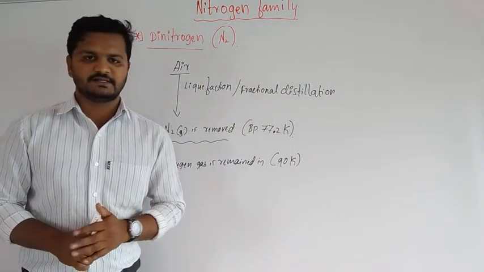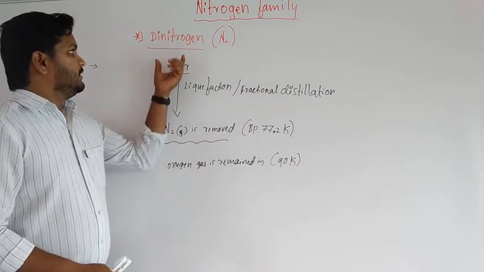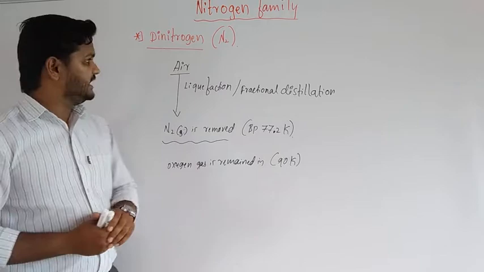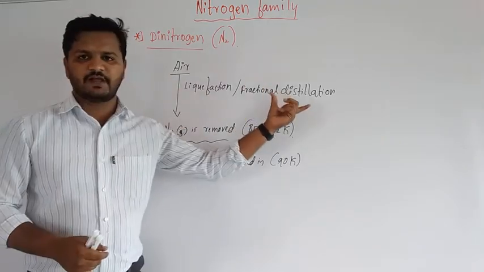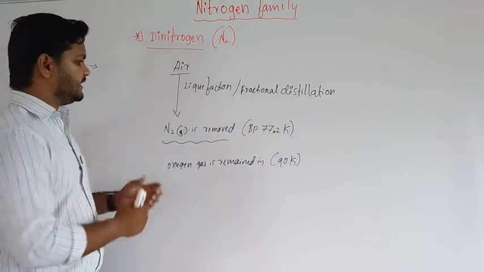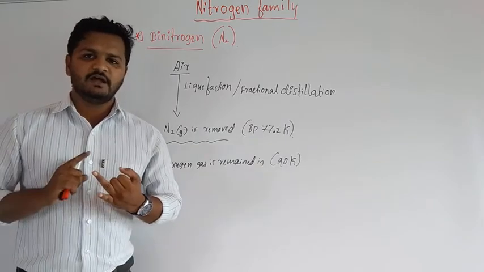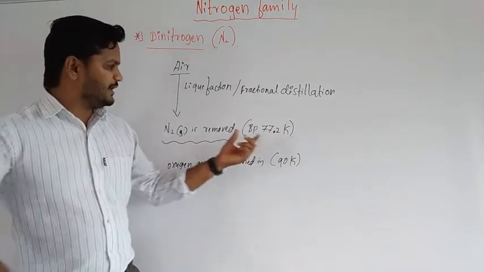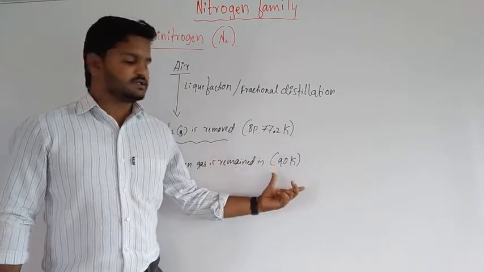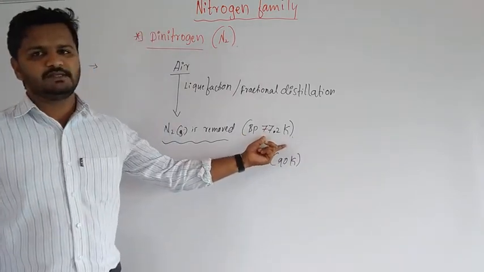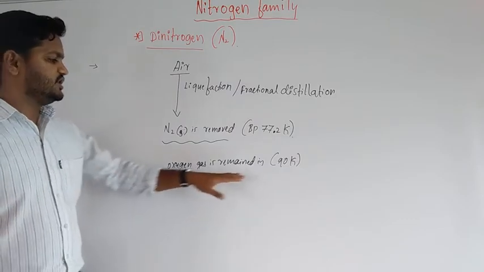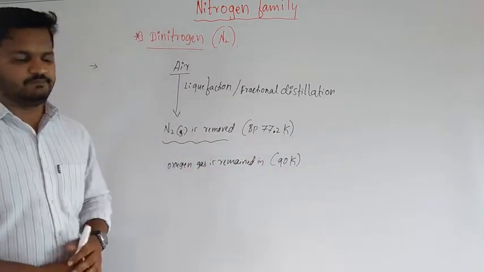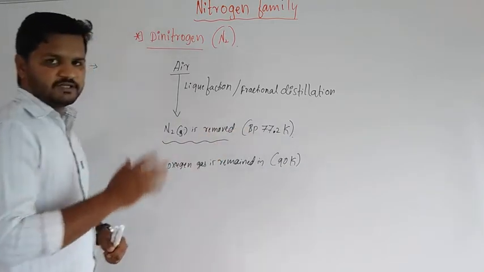Okay, this is it. Dinitrogen is obtained commercially by the liquefaction and fractional distillation of air. Here, air contains oxygen and nitrogen. So nitrogen is easily obtained because its boiling point is less compared to oxygen. Nitrogen's boiling point is 77.2 Kelvin. Oxygen gas remains in the flask, its boiling point is 90 Kelvin. That is why nitrogen is obtained first.